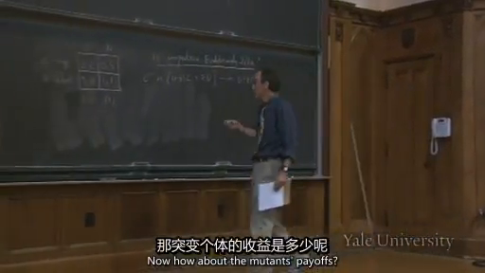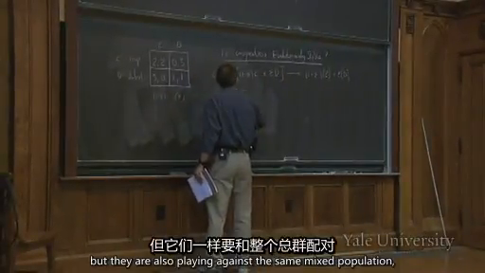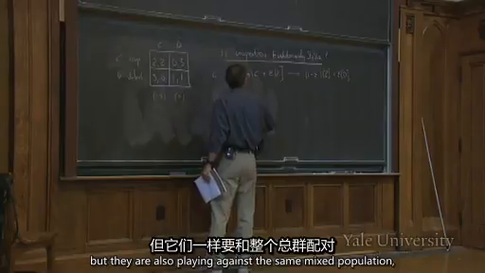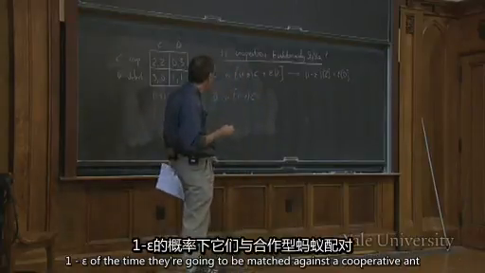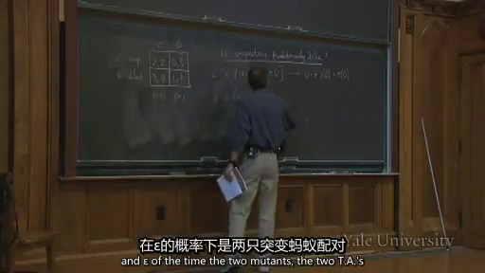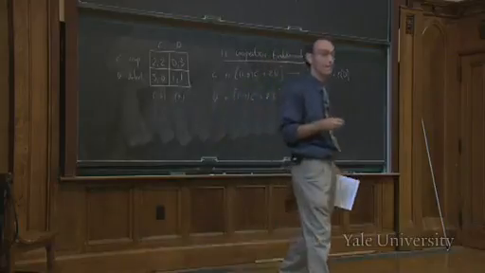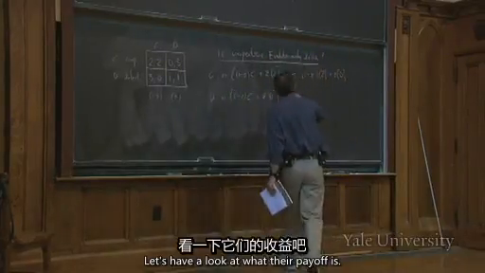Now how about the mutants' payoffs? The mutants, there aren't many of them around, but they are also playing against the same mixed population. 1 minus epsilon of the time, they're going to be matched against a cooperative ant, and epsilon of the time, the two mutants, the two TAs, are going to play off against each other. All right? Let's have a look at what their payoff is.